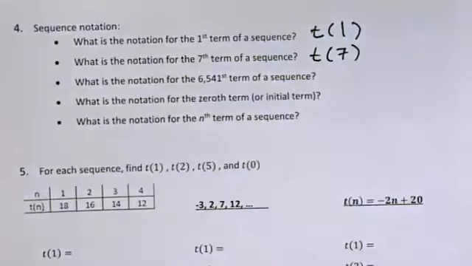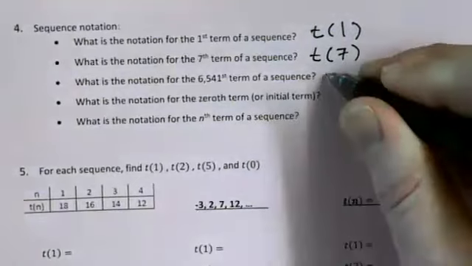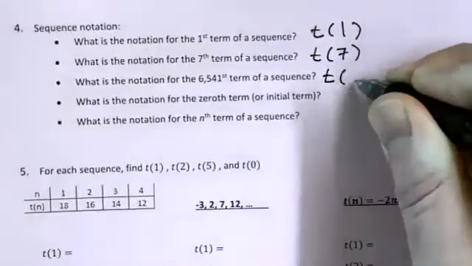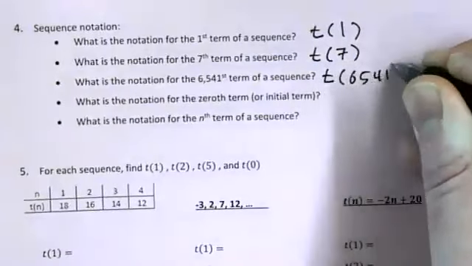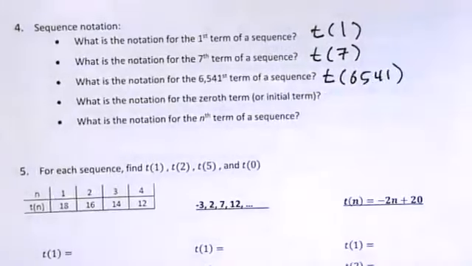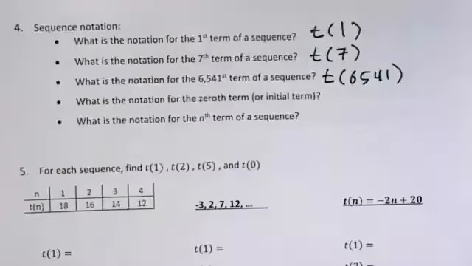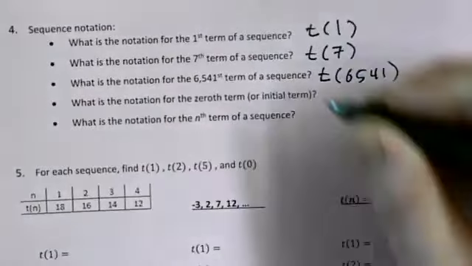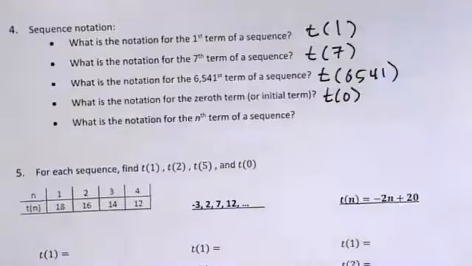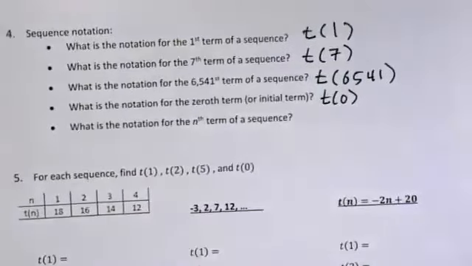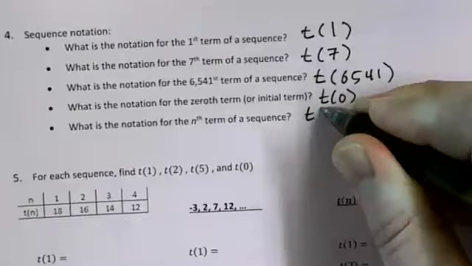What's the 6,541st term of a sequence? T6,541. What's the 0th term of a sequence? We call that T0. And then when we write an equation, we write an equation for the nth term of the sequence. When we write an equation, we always write it as Tn.